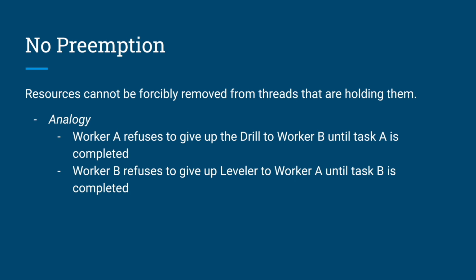No preemption. This condition states that resources cannot be forcefully removed from threads that are holding them. Relating this back to the analogy, worker A refuses to give up the drill to worker B until task A is completed, and worker B refuses to give up the leveler to worker A until task B is completed.